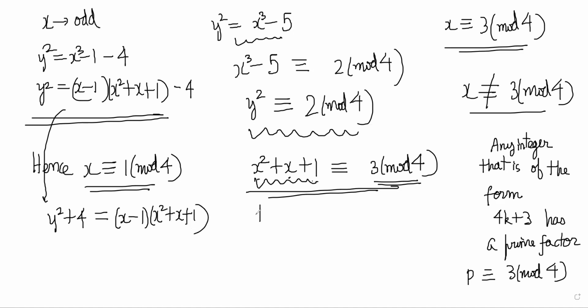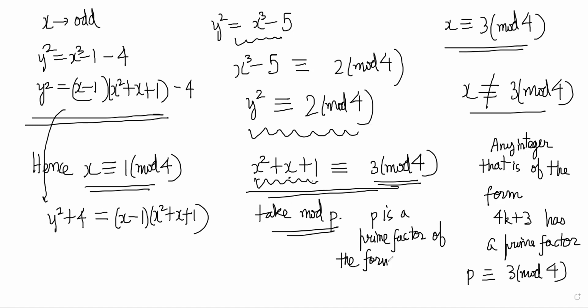And if you take mod p here on both sides, where p is a prime factor of x squared plus x plus 1, and it is of the form 4k plus 3, so now we are getting y squared plus 4 is congruent to, this is clearly 0 mod p now.